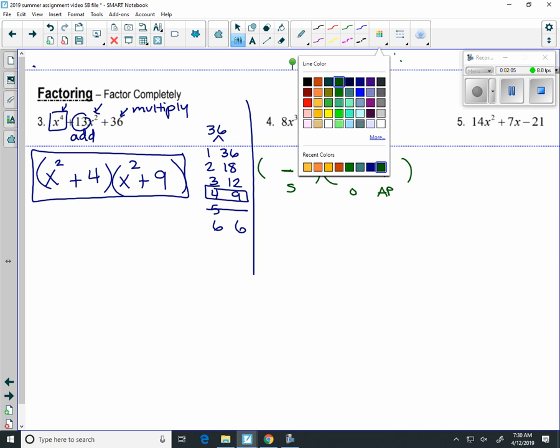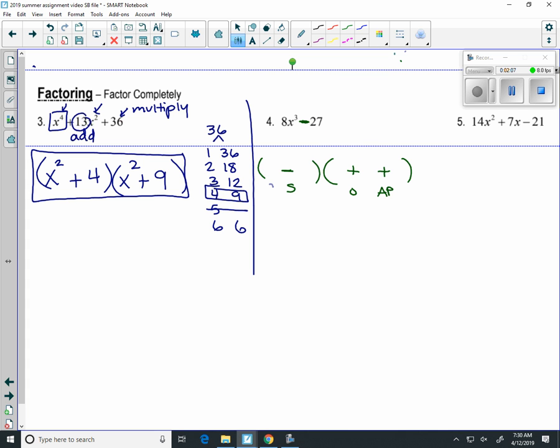I guess I can color code differently for you. A, B, A squared, A times B, B squared. And those come from the cube root of our first term and the cube root of our second term. So the cube root of 8 is 2. The cube root of x cubed is x. So that is our A.